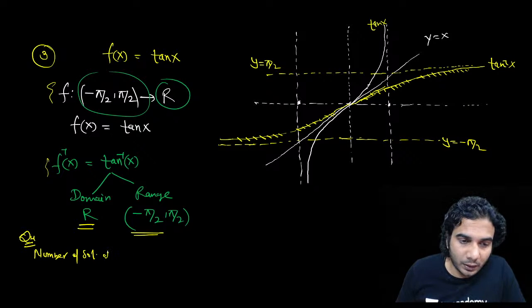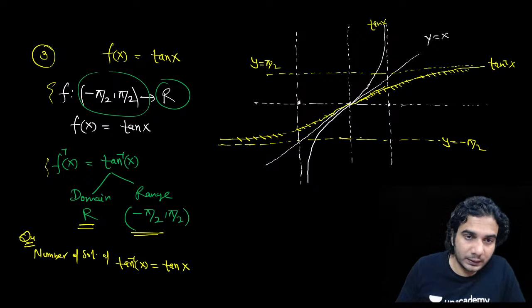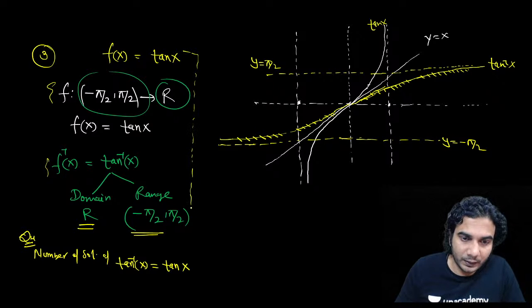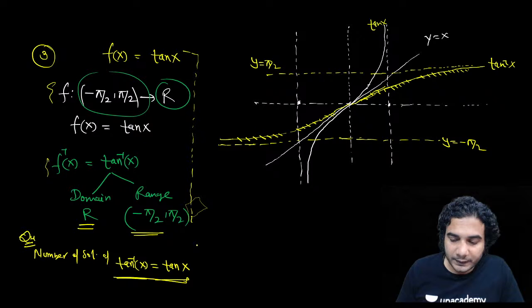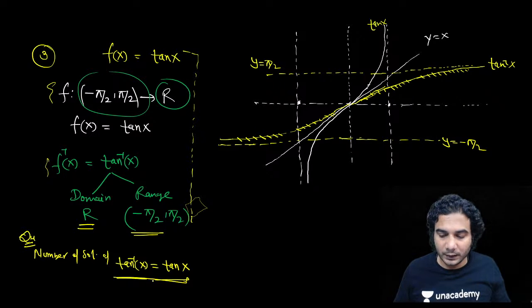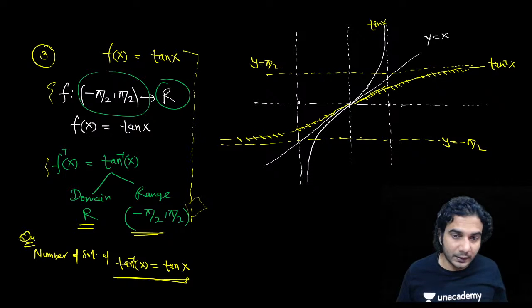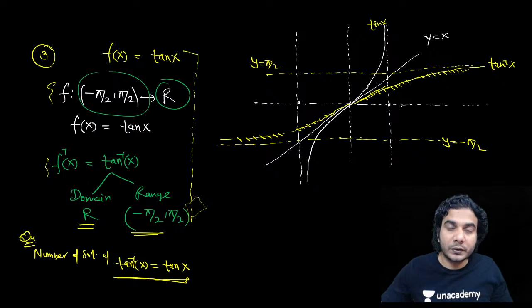Number of solutions of tan inverse x is equal to tan x. Now just do not look at the domain and range. You can take anything you want. So you need to find the number of solutions of this. Try this one. I'm not saying x lies in this or that. You can define your x for this question.